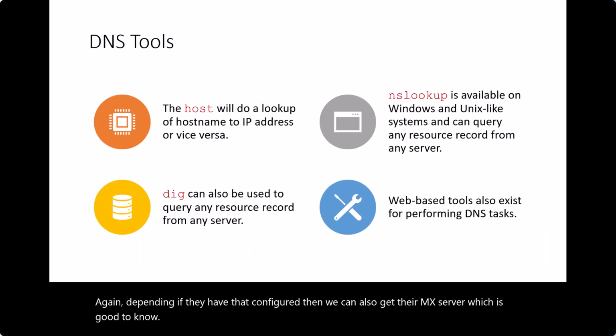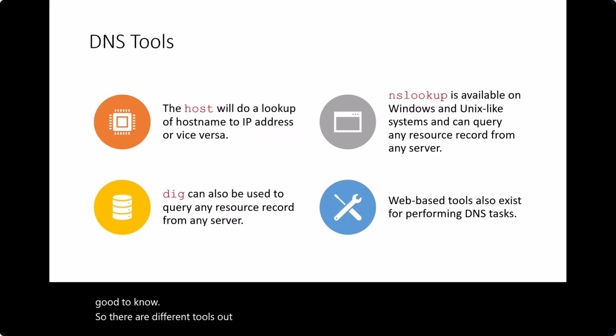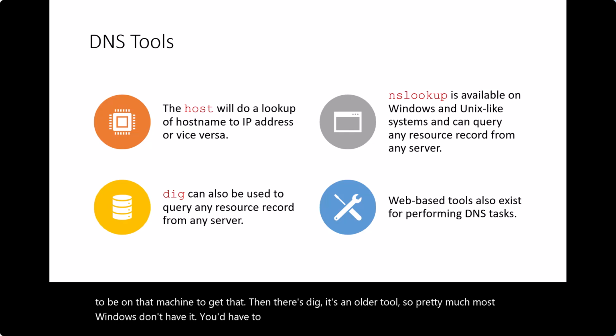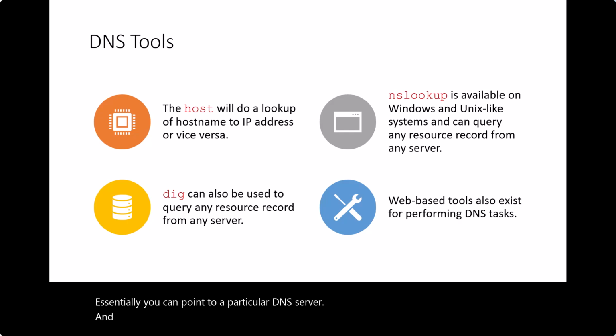So there are different tools out there. There's host that gives you the IP name, but you have to be on that machine to get that. And then there's dig. It's an older tool, so pretty much most Windows machines don't have it. You'd have to use a Linux machine to do that. And there's nslookup. Essentially, you can point to a particular DNS server and query it. So it's a command line query tool that you can query. That's pretty much it on that.